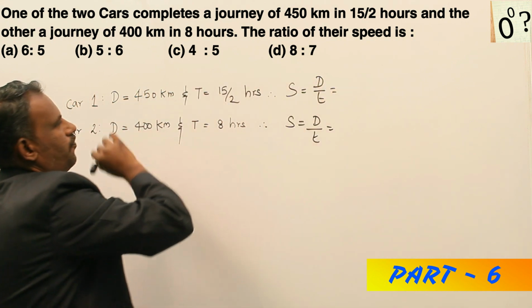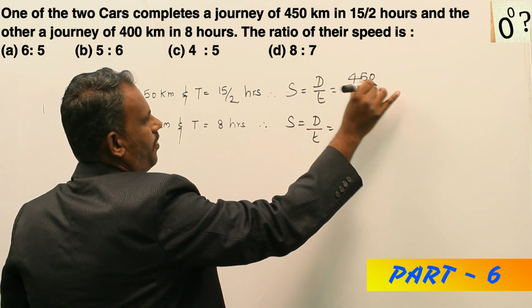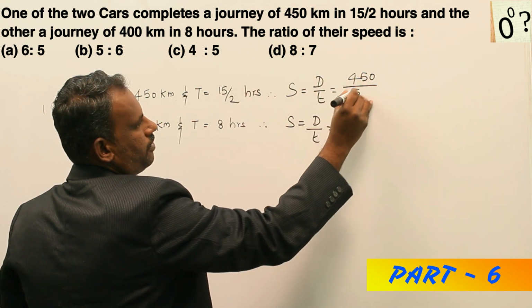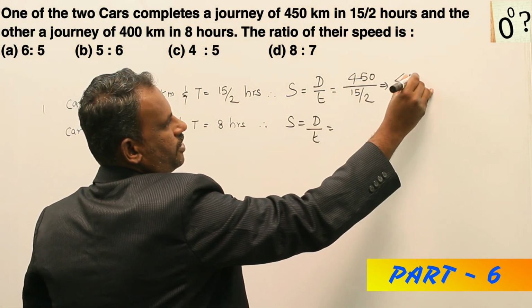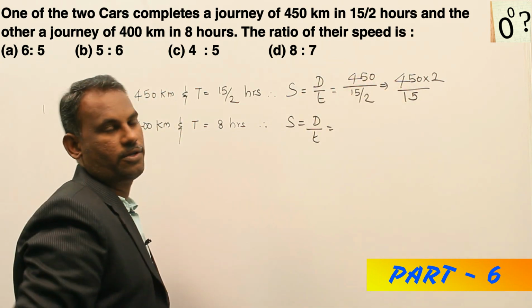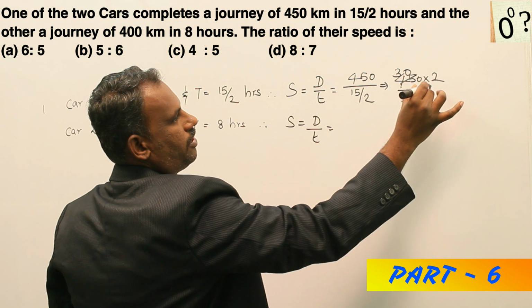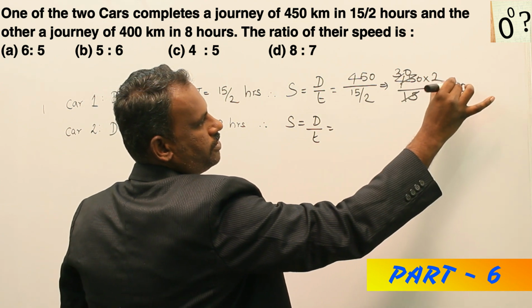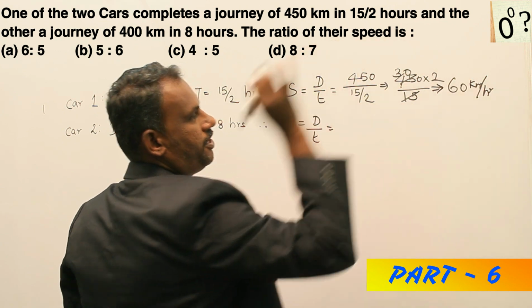We know the speed is equal to distance divided by time. Here distance is 450 kilometers divided by time, which is 15 by 2. So this 2 goes to the numerator inversely, and here 15. If we cancel, this is 30. So we got a speed of 60 kilometers per hour.